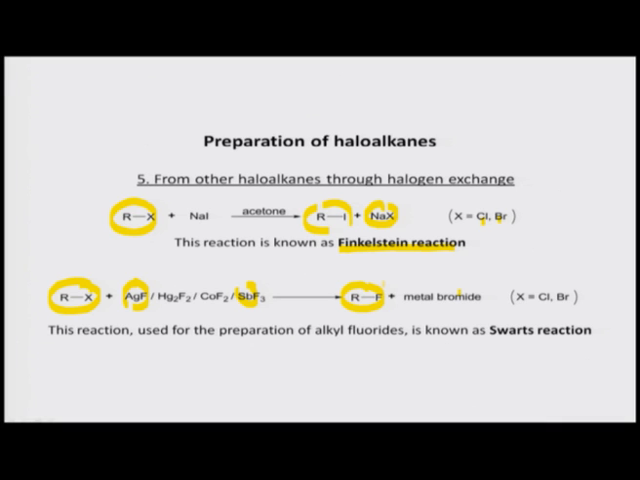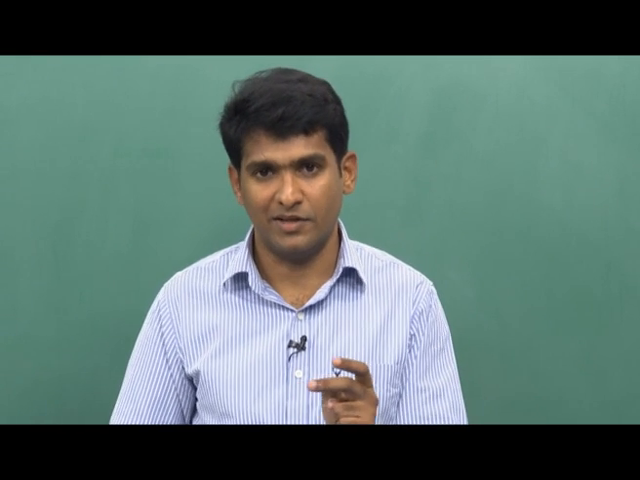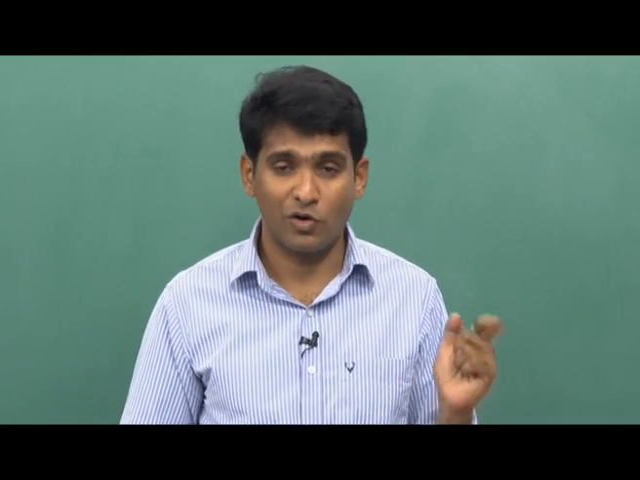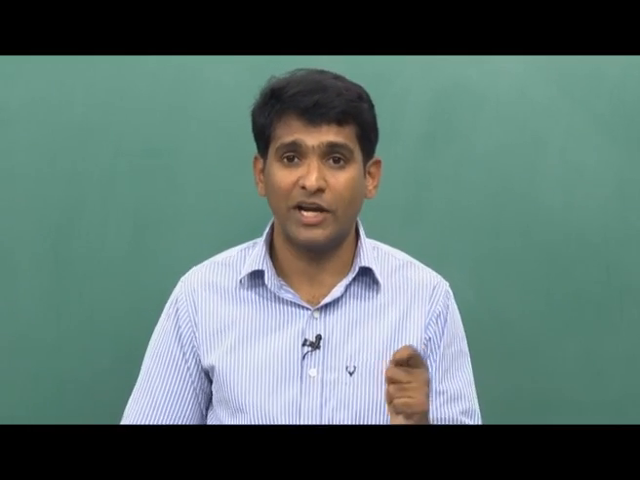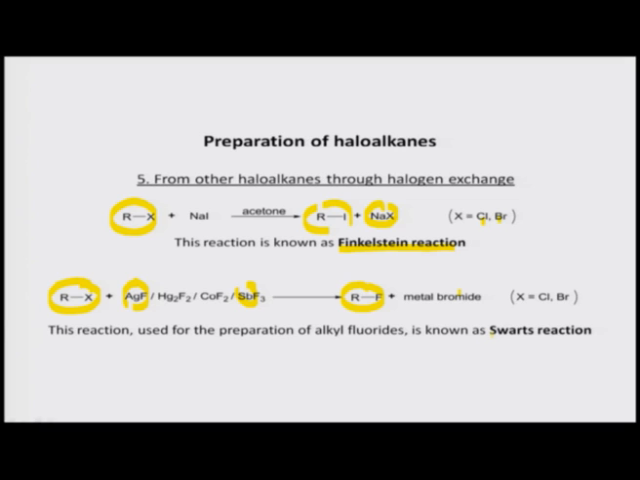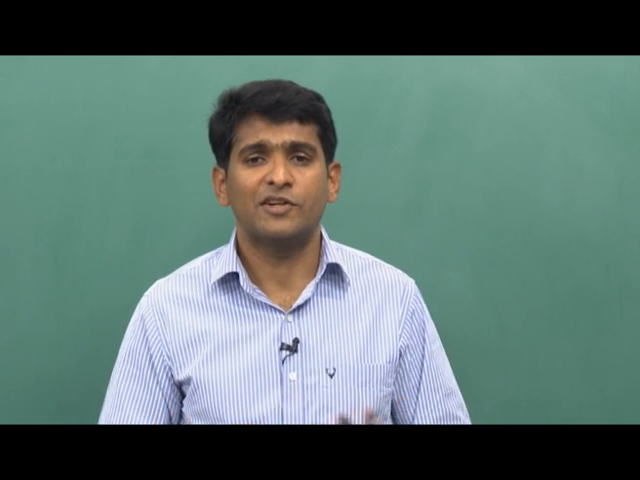These two reactions that I have discussed in this section are halogen exchange reactions: one where chlorine or bromine is exchanged with sodium iodide, and another where chlorine or bromine is exchanged with a fluoride of certain metals that have higher affinity for bromides and chlorides. That reaction again has a name, it is called the Swarts reaction, for those who would like to remember these reactions by their name. Okay. So that is so much about the reactions of haloalkanes.